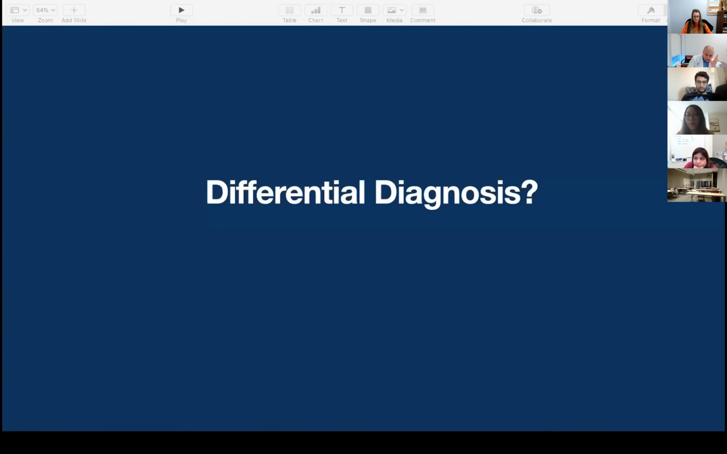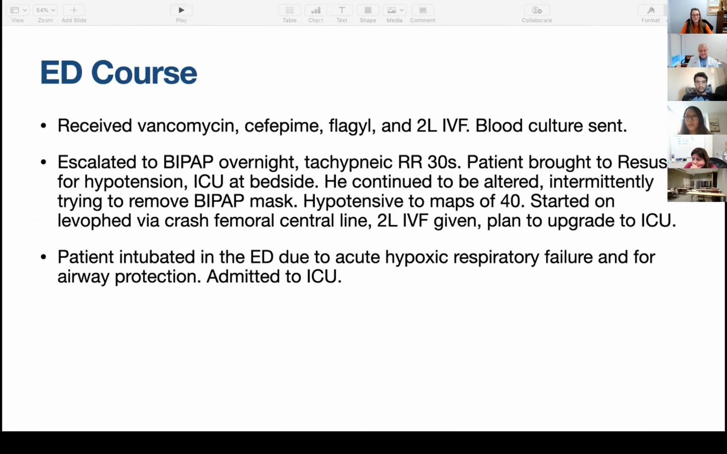Okay. We went over the differential diagnosis regarding liver masses. Talk about his ED course. So in the ED, he received antibiotic treatment for his sepsis and also sent his blood cultures. And overnight, he was getting worse in terms of oxygenation, so we escalated to BiPAP, but still he was tachypneic with a respiratory rate over 30. And then he was brought to resus because of hypotension with ICU at bedside.